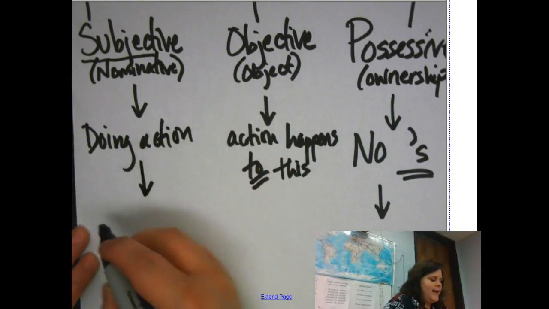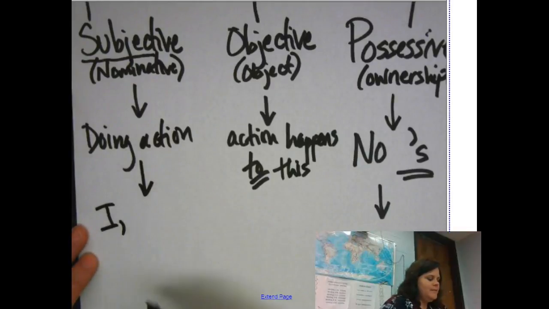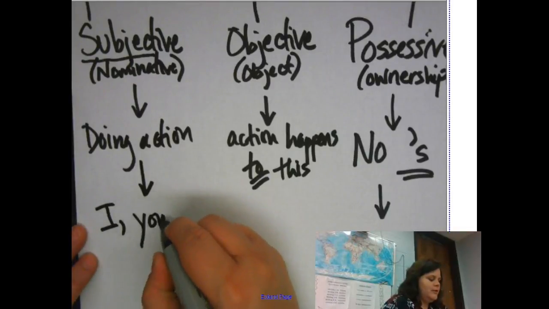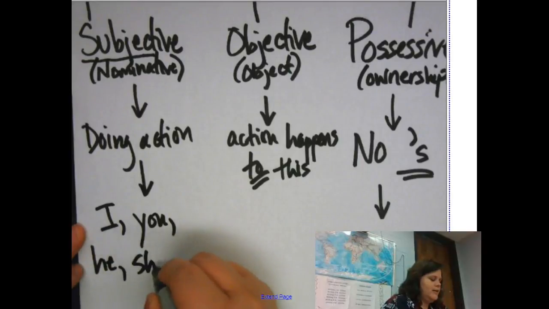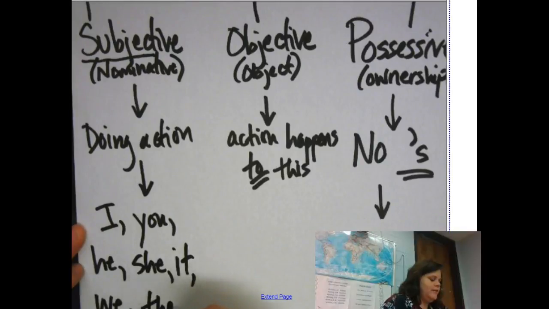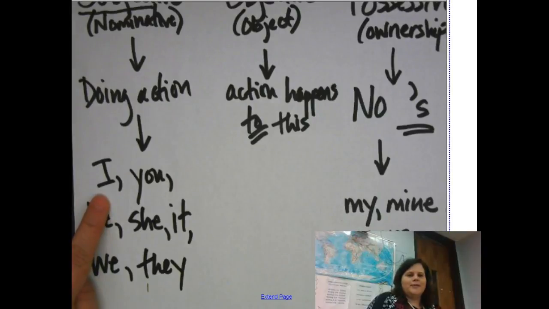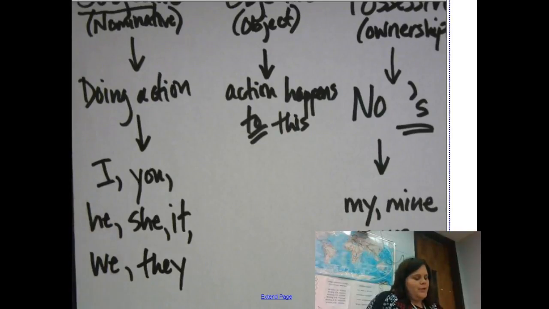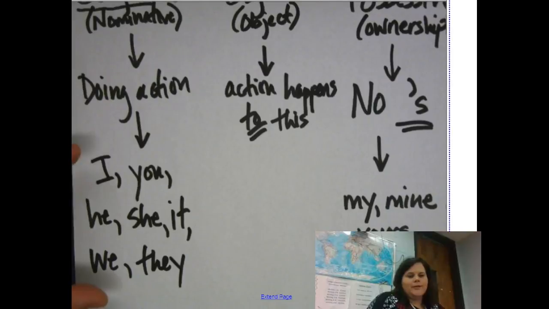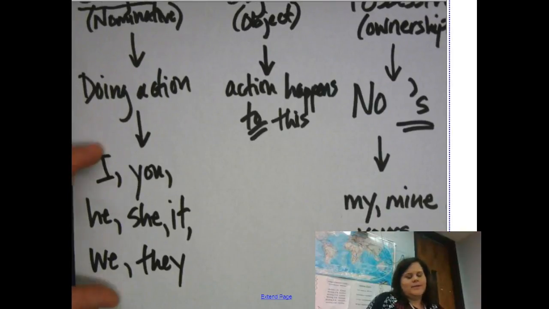So if someone is doing the action, it's I, you, he, she, it, we, or they. Those are your choices. If you say, I am going to the movies, that should feel okay. You wouldn't say, me is going to the movies, because you're not Cookie Monster. So, these are your subject pronouns. No matter what, if this is doing the action, these are the words you use.